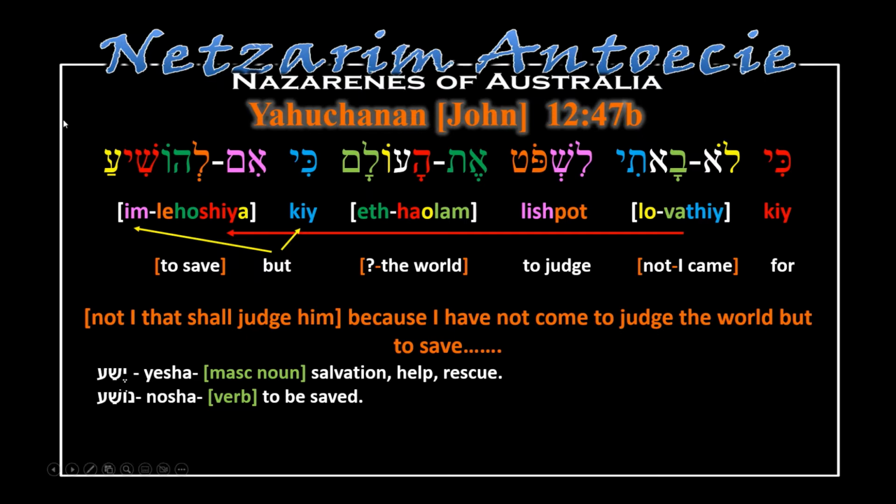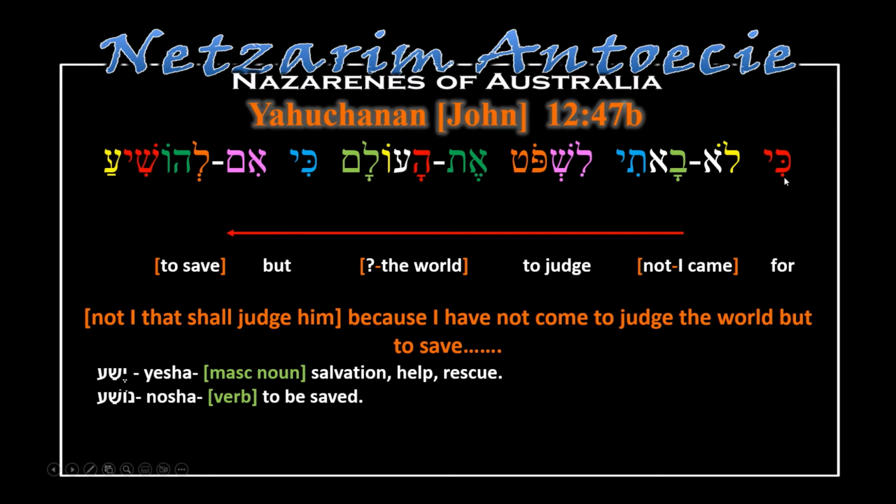And then, of course, we have also nosha, which is the verb to be saved. Right, now we're going to read that. And it is ki, lo, va, ti, lishpot, et ha'olam ki im lehoshia.